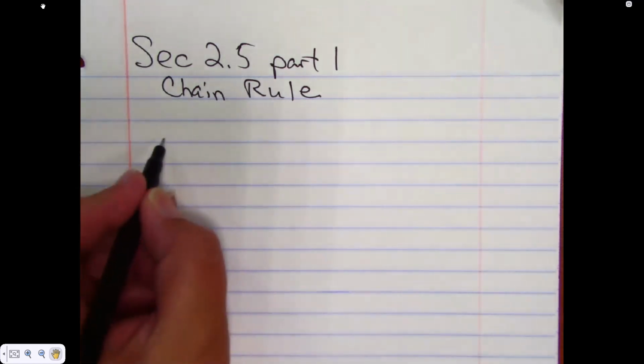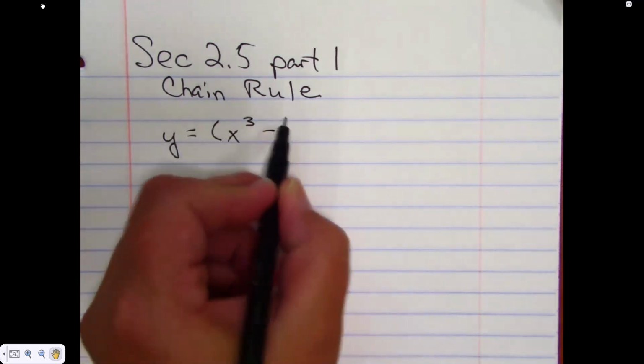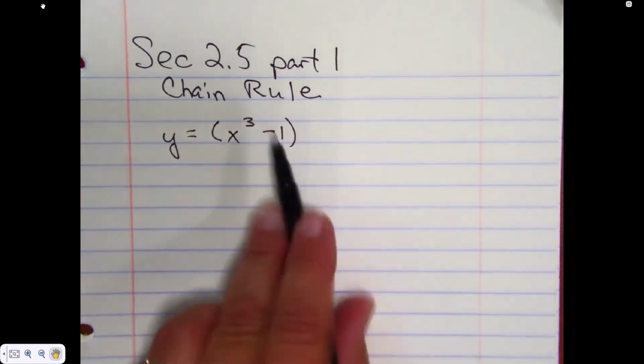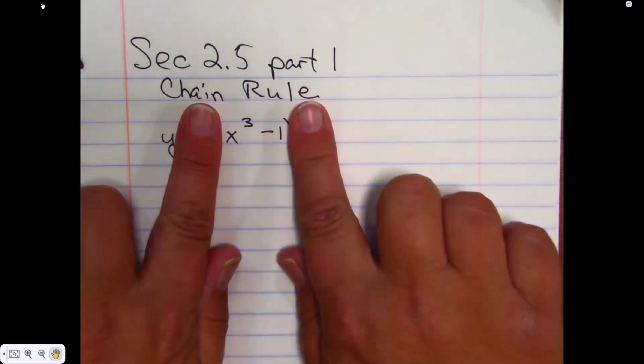Okay, so let's look at an example. We'll write some stuff down and then we'll come back to this, but let's have something to look at. Y equals x to the 3rd minus 1, to the 10th power. Can we see right now how there's something inside of something else? Do we see how normally this would have just been our problem? Now we've got that quantity to the 10th power.